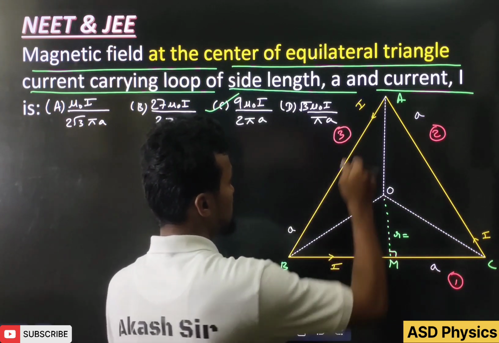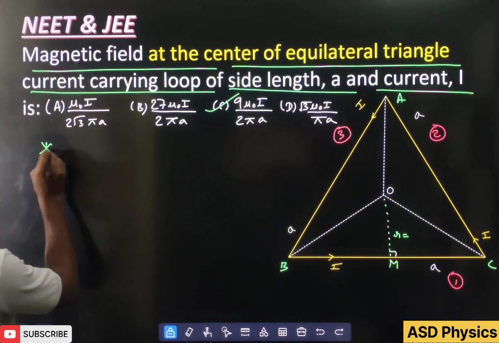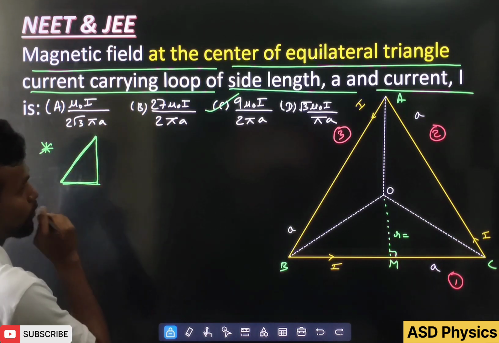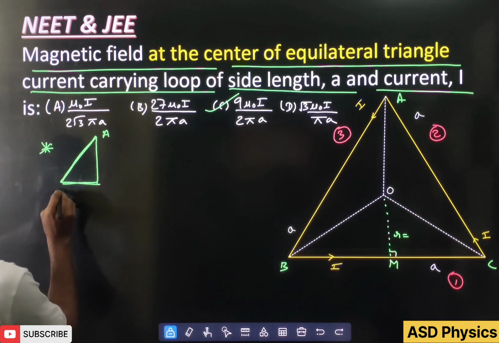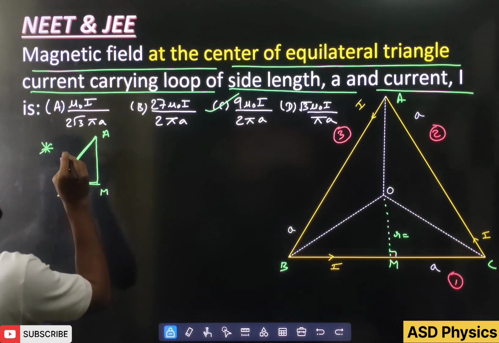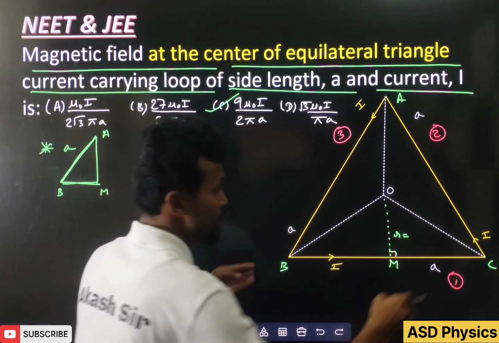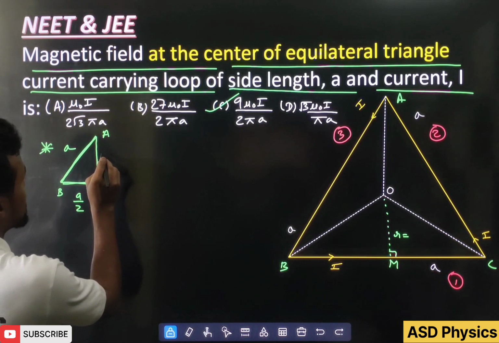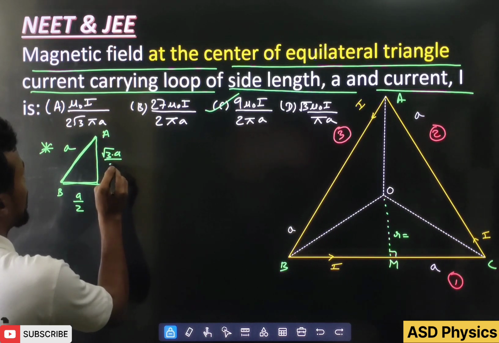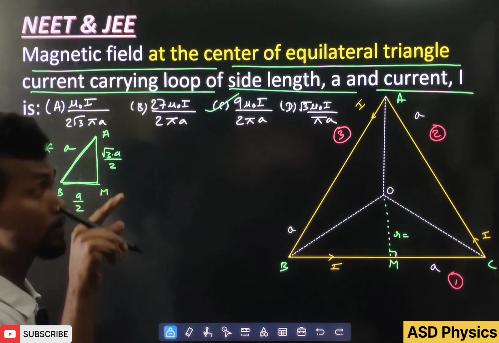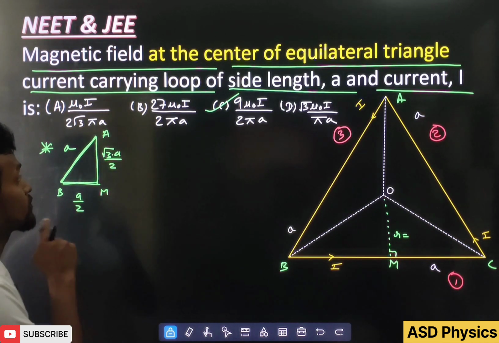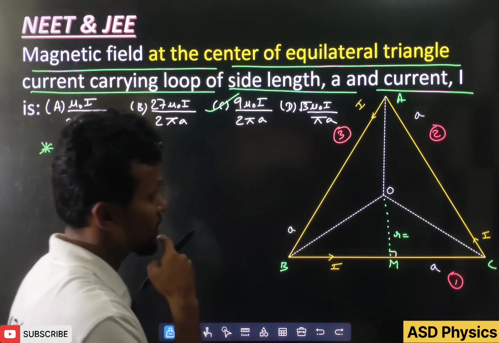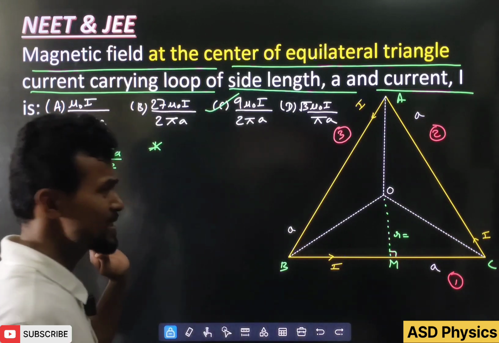If I talk about this triangle, this is A, this is B, this is M. What is AB? This length is a by 2. If you use the Pythagoras theorem, it will come root of a square minus a by 2 whole square, so root 3a by 2.